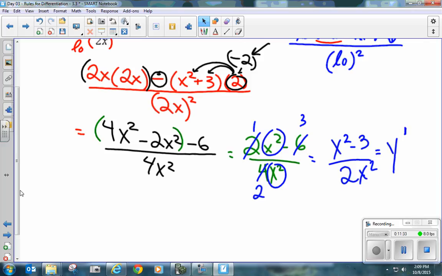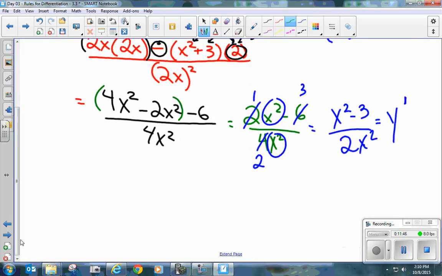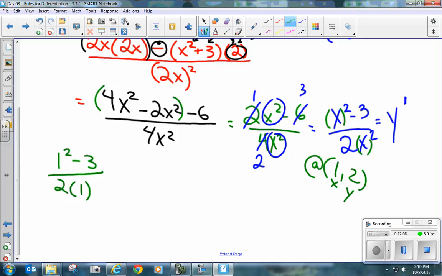So if we want to write the equation of the tangent line right at this point, what's my x value here? 1. This is at the point (1, 2), correct? So here's my x, there's my y. How do I find what the derivative is right at x is 1? I plug in a 1. So I plug in a 1 for my x here and my x here. I've got 1 squared minus 3 all over 2 times 1 squared. Negative 2 over 2. Negative 1 is your slope.